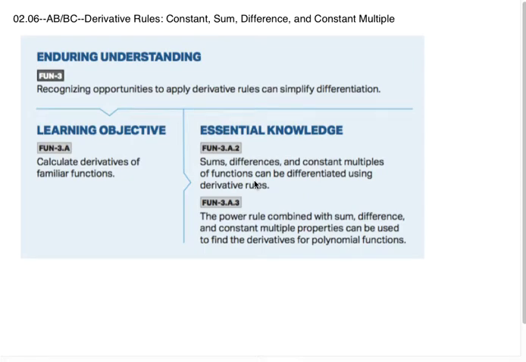All right, this is AP, AB, and BC Calculus. We are doing Unit 2, Section 6, which is derivative rules: constant, sum, difference, and constant multiple. So let's go ahead and jump in.